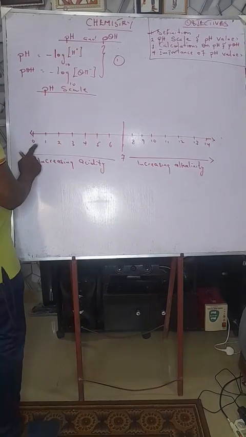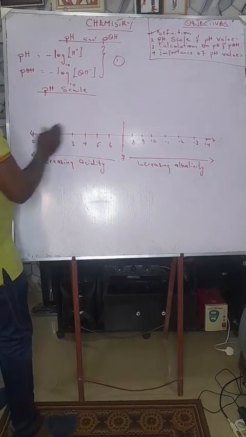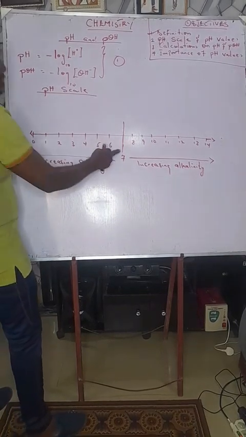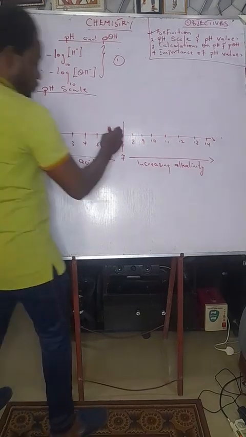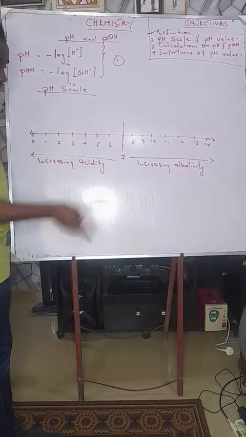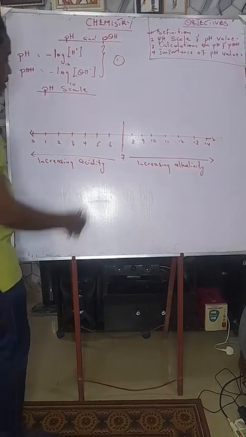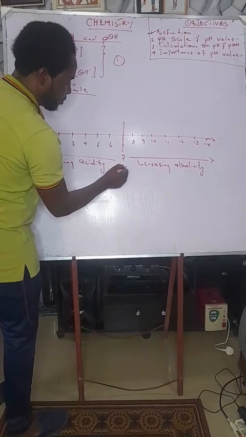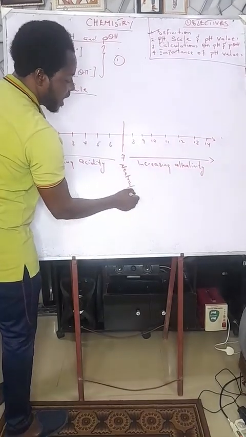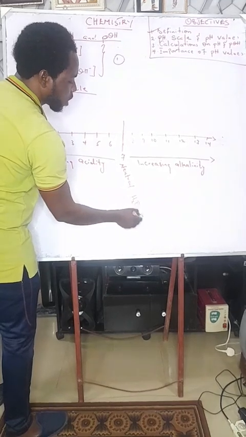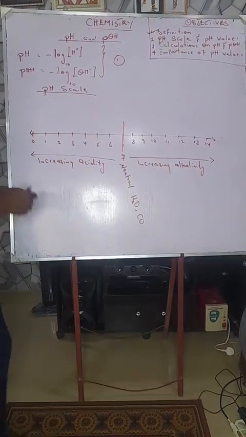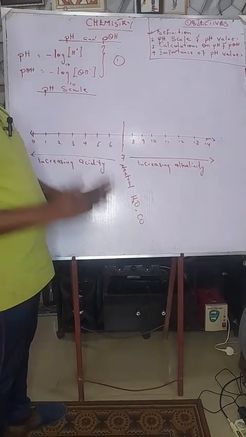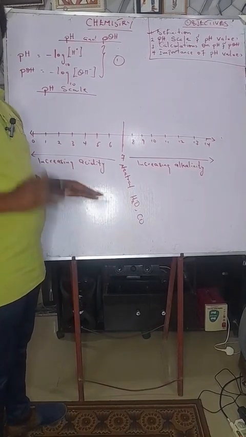Now, the pH scale is divided into two. The first part, from 0 to 7, is acidic. From 8 to 14 is basic or alkaline. In between, 7 itself, the pH is neutral. That is where H2O, carbon dioxide, and the rest are. They are neutral compounds. pH 7 is neutral, just like your water is neutral.